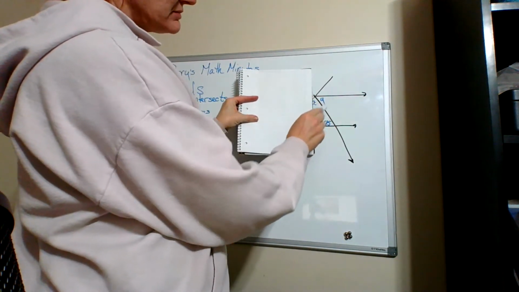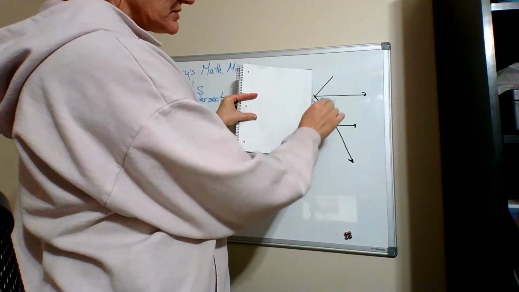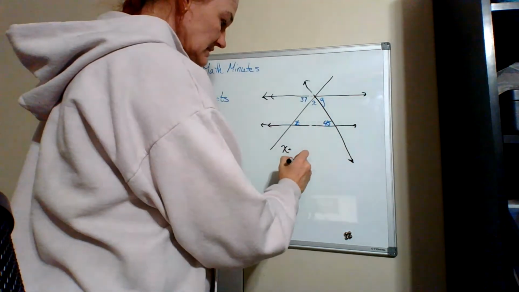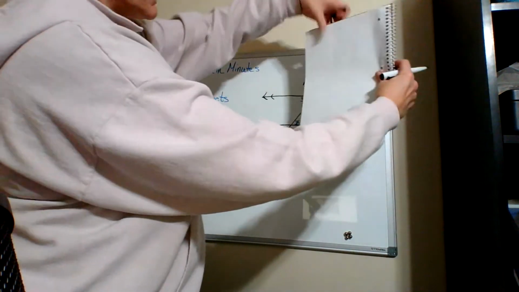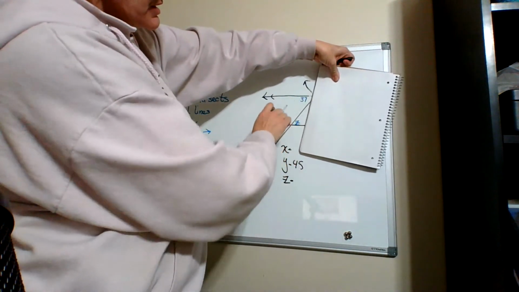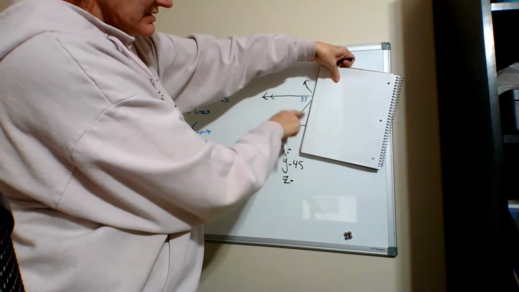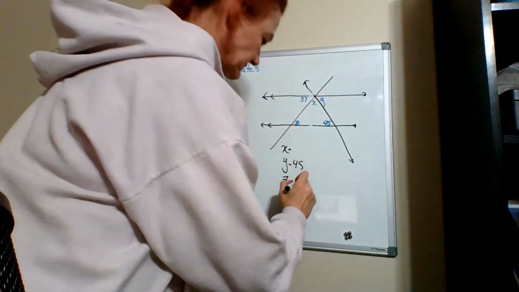that these are equal. This is my parallel lines, my transversal, that's alternate interior, those are equal. So Y is going to be 45. If I do the same thing with this side of it, you can see that Z is going to be equal to 37. These are alternate interior. So Z is 37.